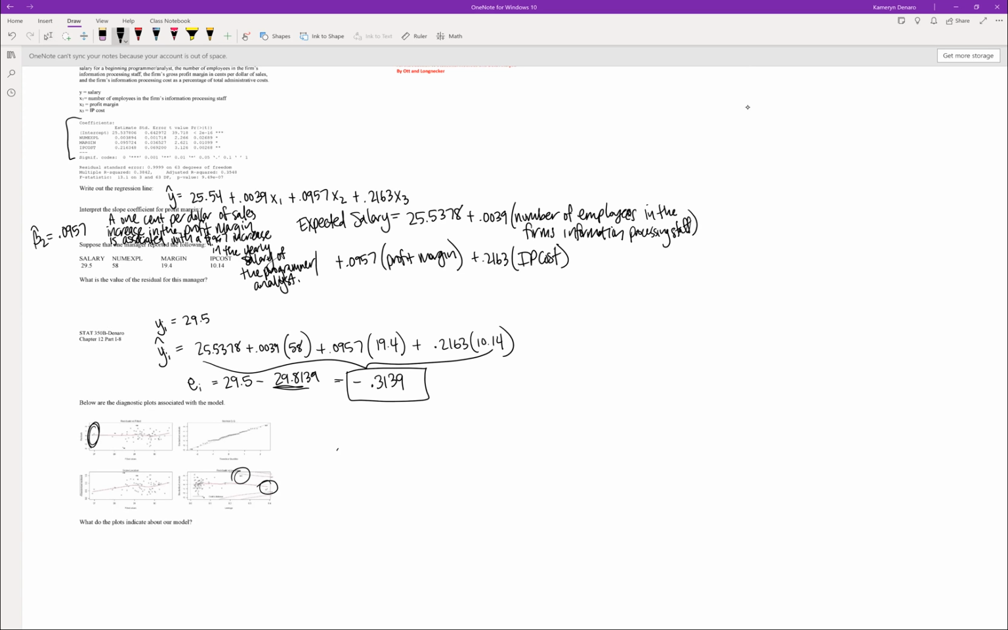Make sure that you can get, using either R or a calculator, not only the residual, but also the prediction for this particular person.